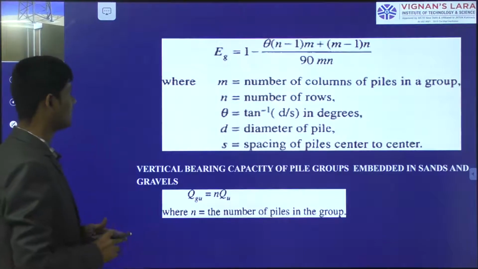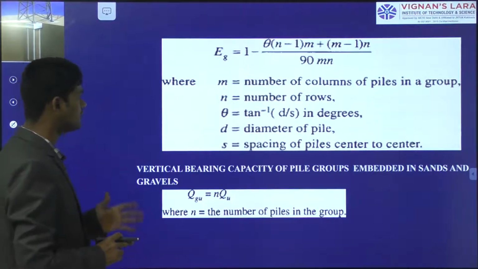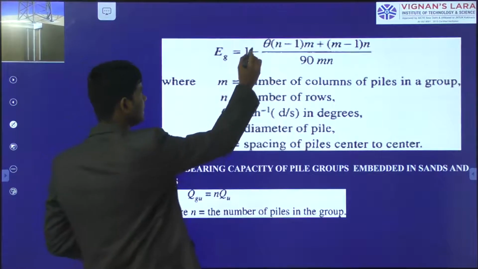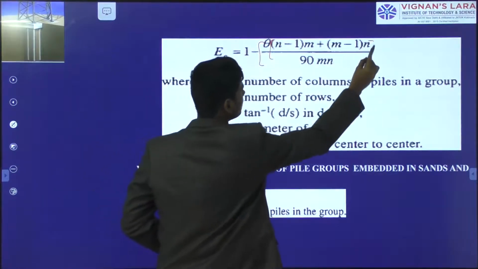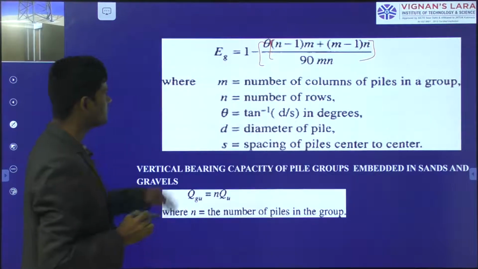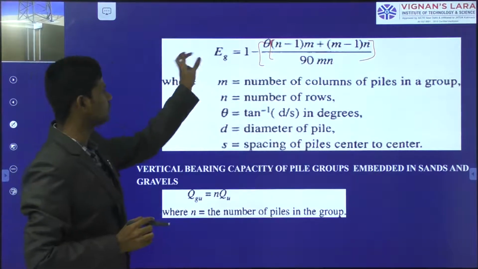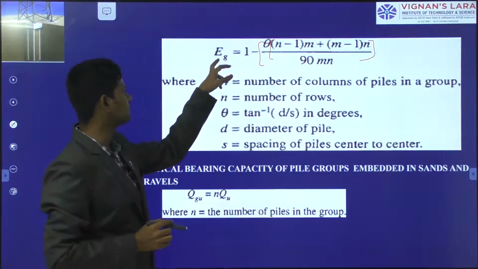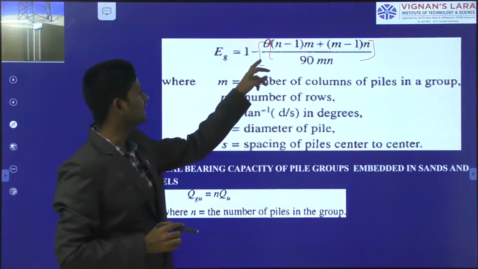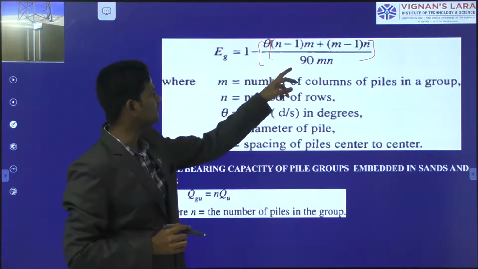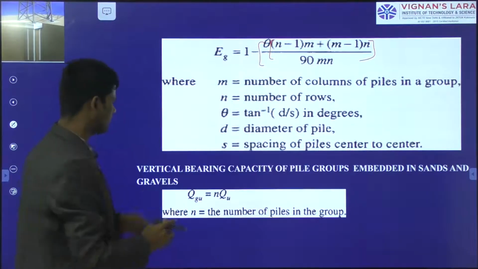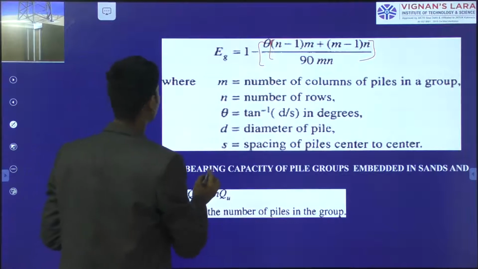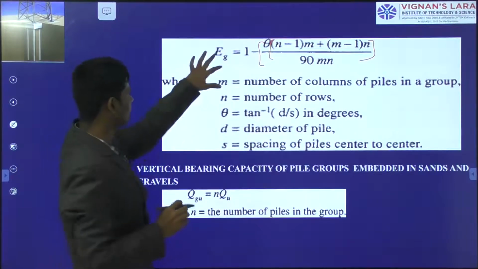Next, we have the efficiency of the pile group by using the Converse-Labarre formula. In this Converse-Labarre formula, this is the equation. That means the efficiency of the pile group, Eg, equals 1 minus theta by 90 into (n minus 1) into m plus (m minus 1) into n. This is the formula.